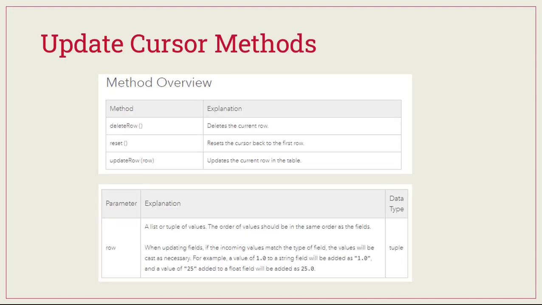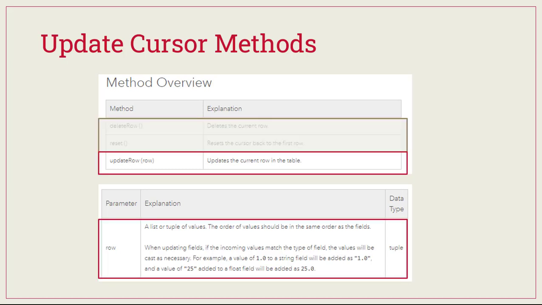The update cursor has three possible methods that can be used on it to either update or edit your data. We are going to focus on the update row method and the delete row method. Like I've mentioned before, the fact that we're using the with as methodology for our cursors means that we do not have to physically get in and reset our cursor back to the first row if something were to happen, because the with methodology does that for us.